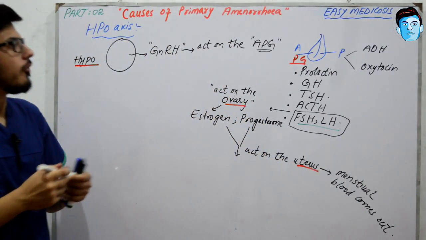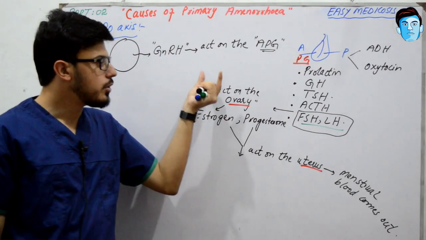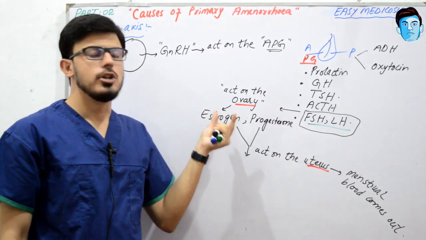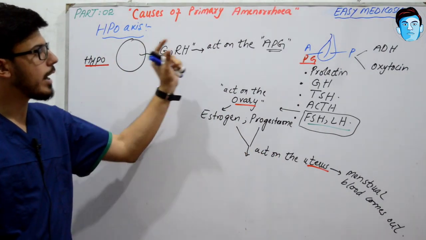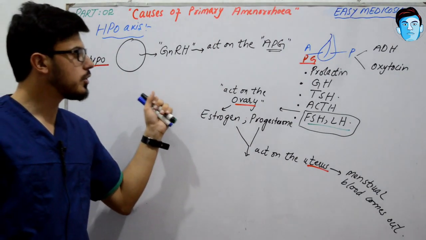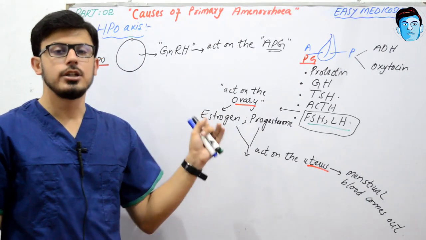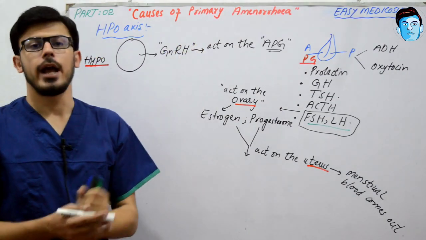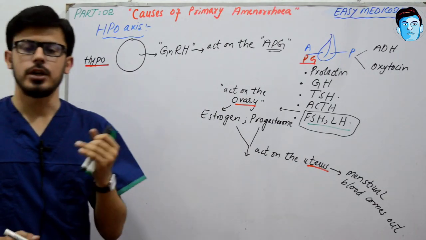For normal menstruation, it is important that the hypothalamus, pituitary gland, ovary and uterus are working normally. If any of these is defective, it leads to primary amenorrhea. So hopefully you have got the concept of the HPO axis.